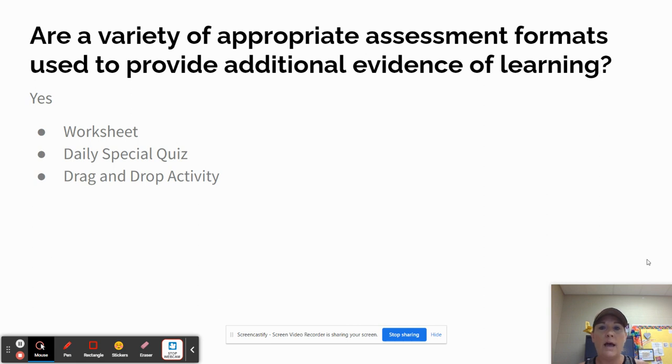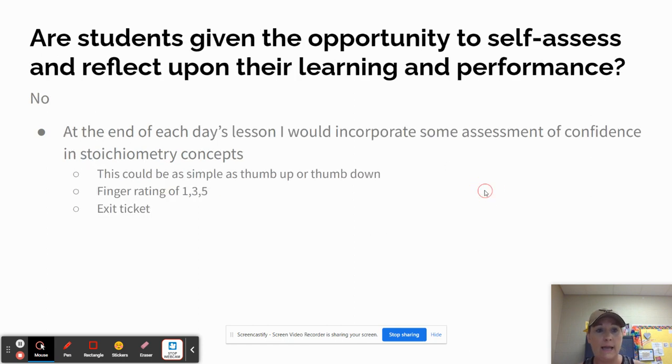Do I use a variety of assessments? The answer is yes. Simple worksheet after day one, a daily special quiz the following day, just as reinforcement. And for this unit, my final assessment was a drag and drop activity. But again, if this unit progresses beyond the 2 days that we planned for, there would be more worksheets, more practice, there would be more daily specials, there would be lab activities incorporated, and we would end the unit with a final summative exam.